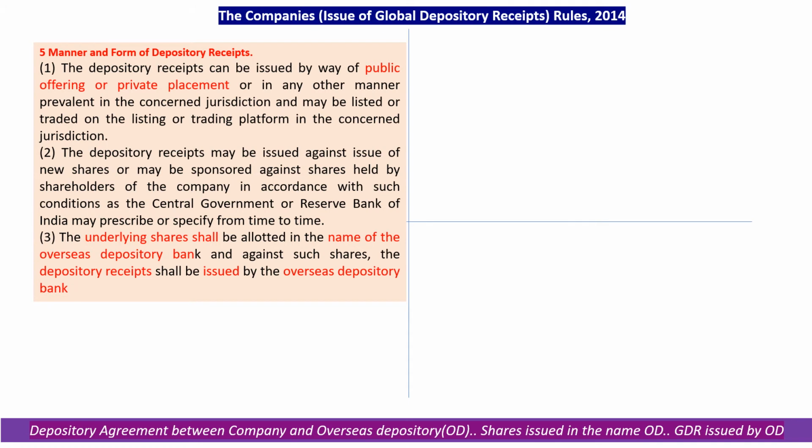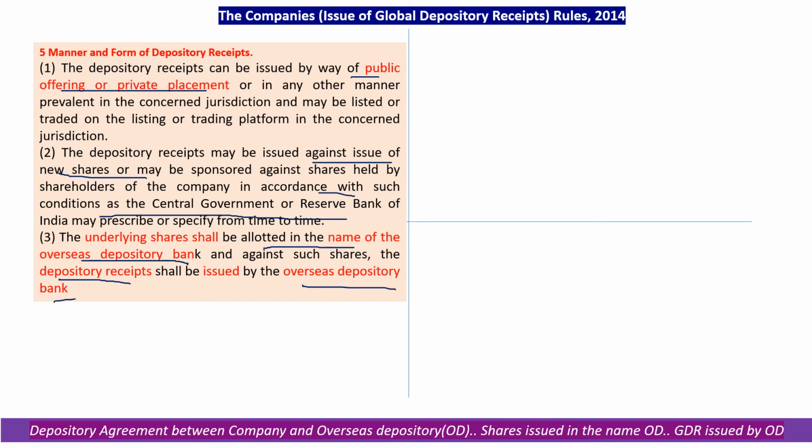How does it work? The depository receipts are issued by way of public offering or private placement against the issue of new shares in accordance with the conditions of RBI. The shares will be allotted in the name of the overseas depository bank. The Indian company will issue the shares to the overseas bank, and the overseas bank will issue depository receipts from its end.